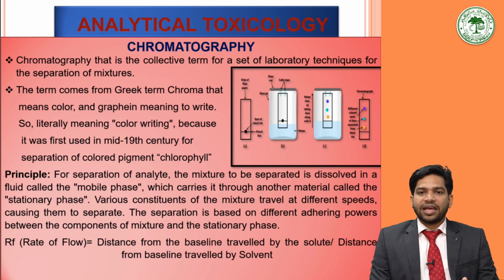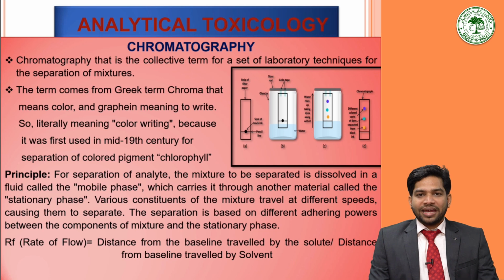For the separation of an analyte substance, the mixture to be separated is dissolved in a fluid called the mobile phase, which carries it through another material called the stationary phase. Various constituents of the mixture travel at different speeds, causing them to separate. The separation is based on the different adhering powers between the components of the mixture and the stationary phase. Components which adhere weakly to the stationary phase move faster, and those that adhere strongly move slower.